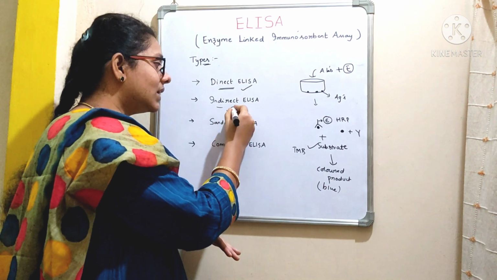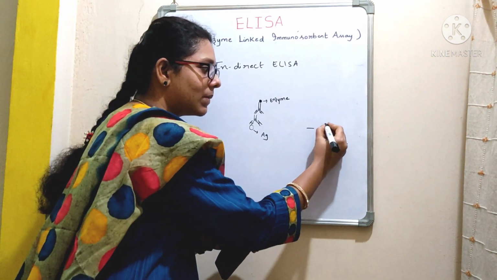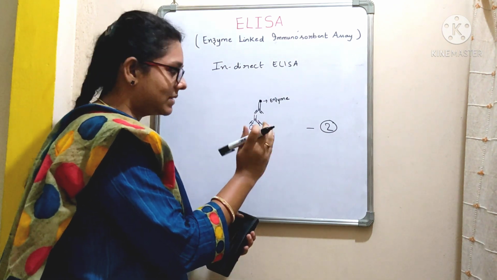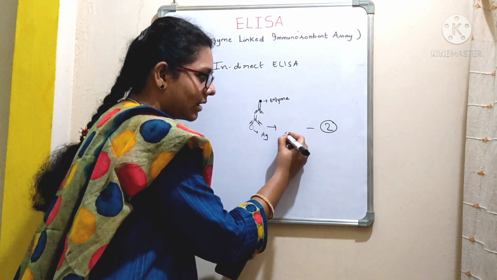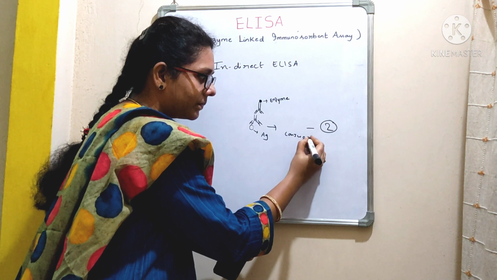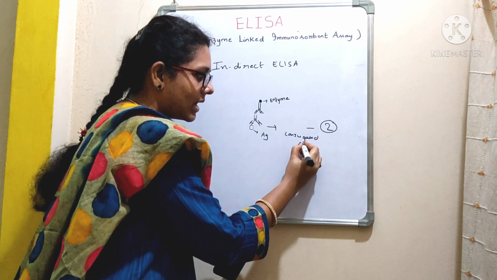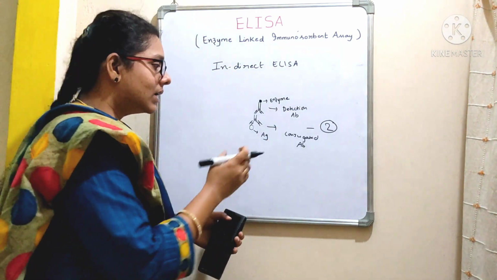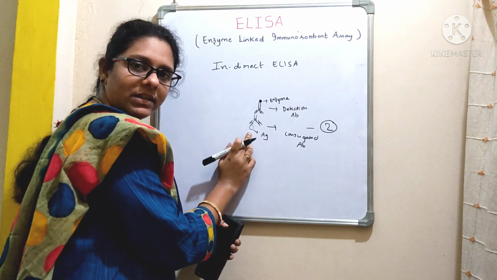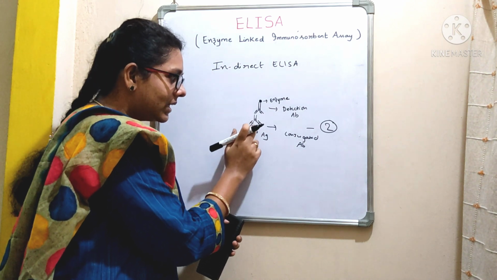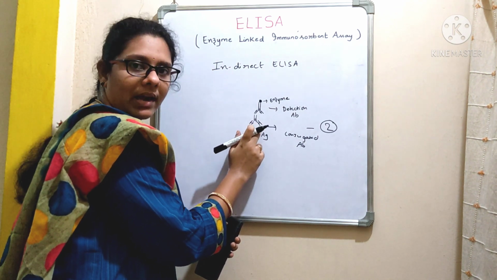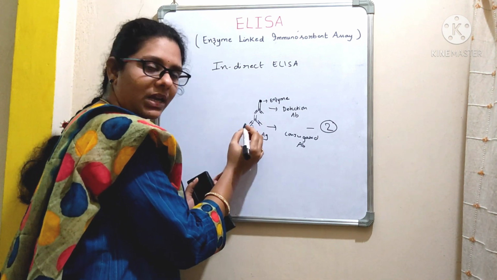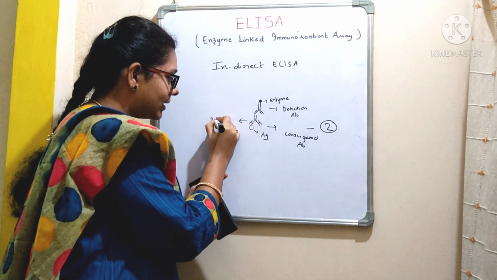Now coming to the indirect ELISA, it is a two-step process. Why? Because here we are using two antibodies, that is, one is the conjugated antibody and the other one is the detection antibody. Here this is the antigen. There is an interaction between this antigen and antibody because they both are specific to each other, right? This is the primary antibody.